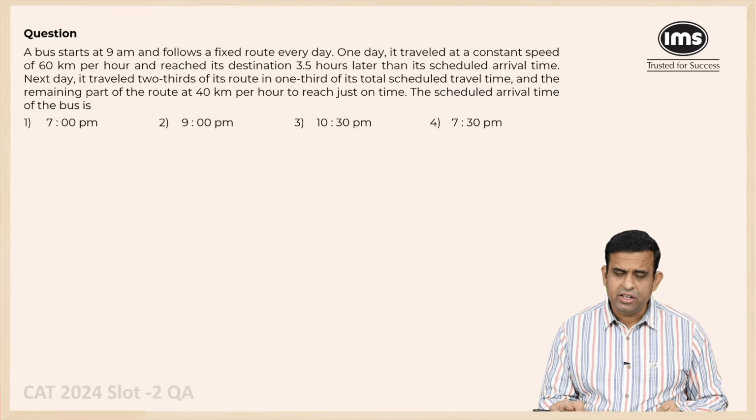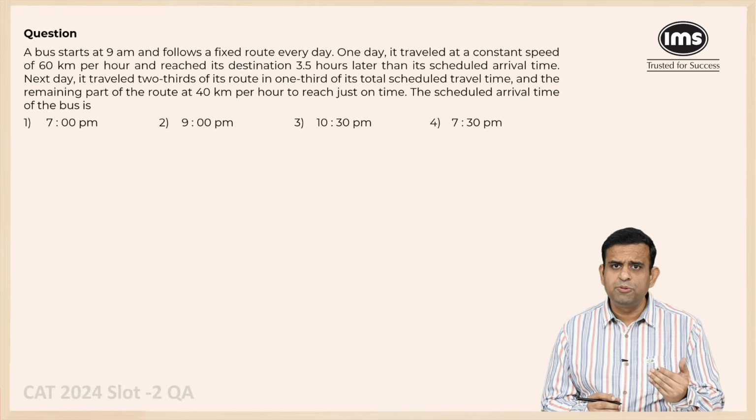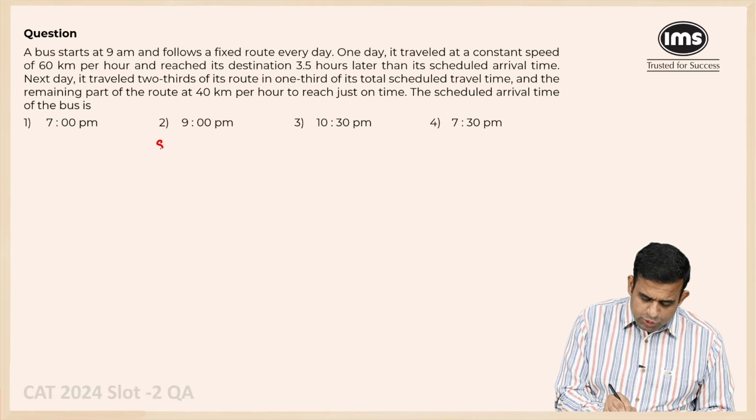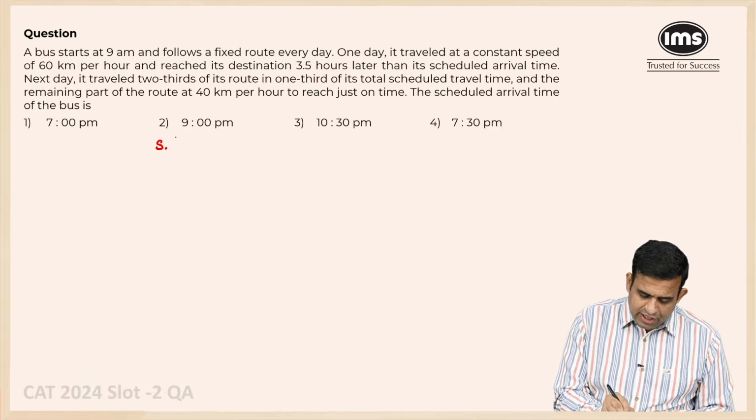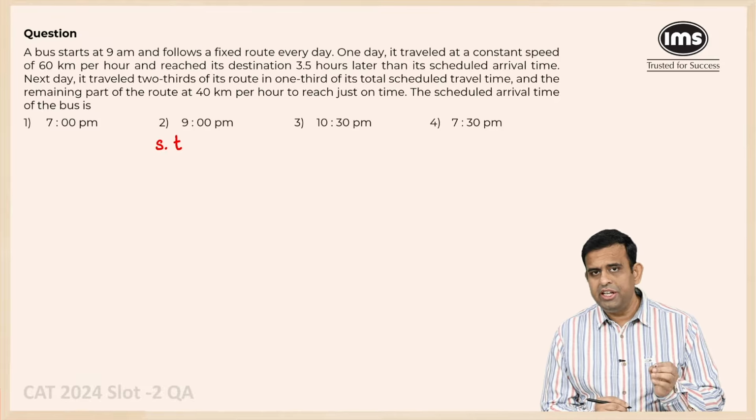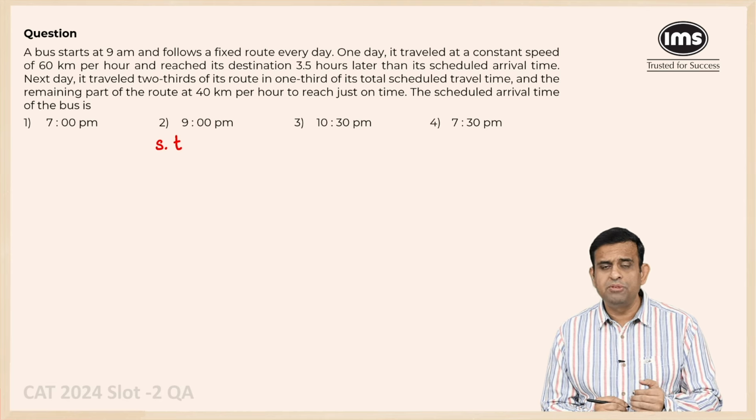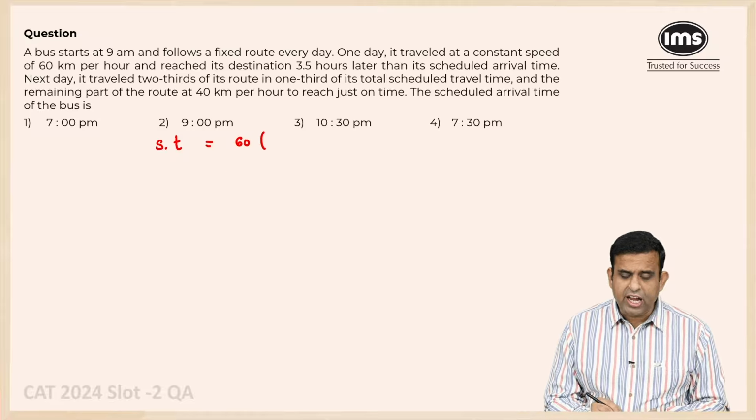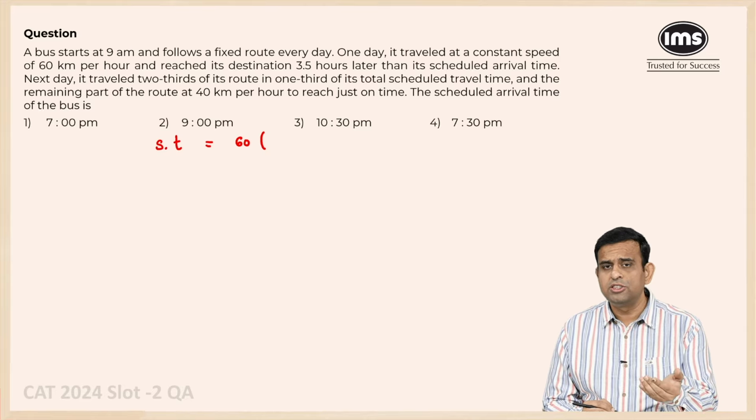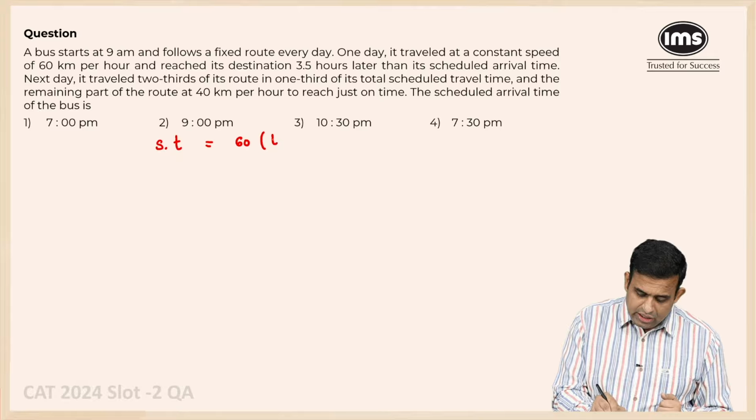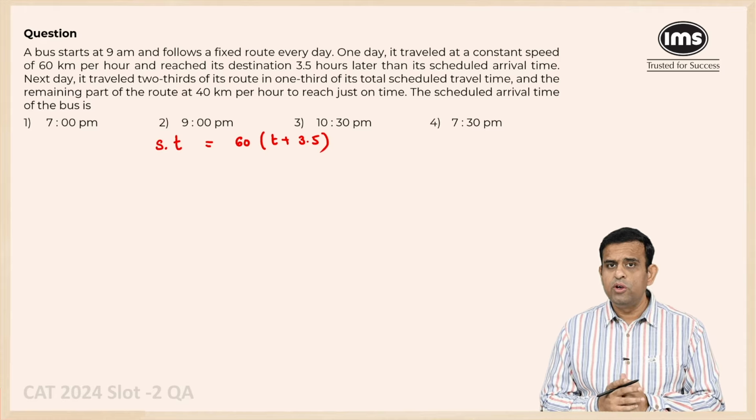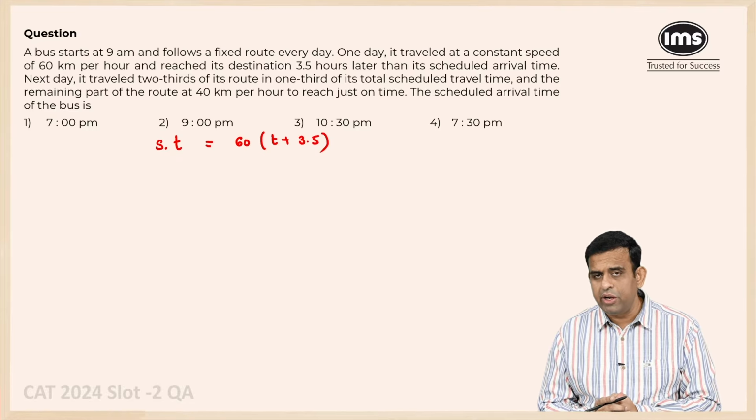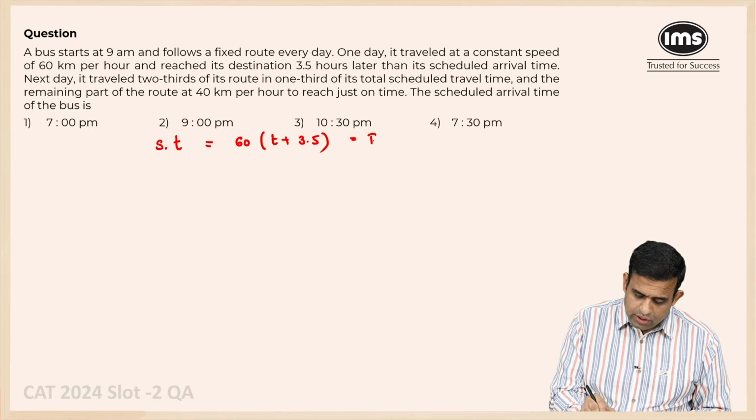So understand in this particular case, suppose I assume the normal speed to be s, so I was supposed to go at the speed of s in a time t being my normal time. So s into t represents nothing but the total distance. Now what has happened, in case you go at a speed of 60, the time taken happens to be 3.5 hours more than the normal. So it must be t plus 3.5. So s into t is equal to 60 into t plus 3.5, and that is equal to the total distance.